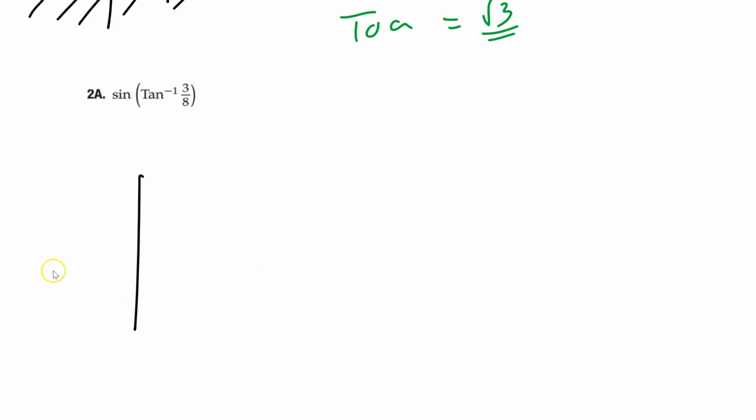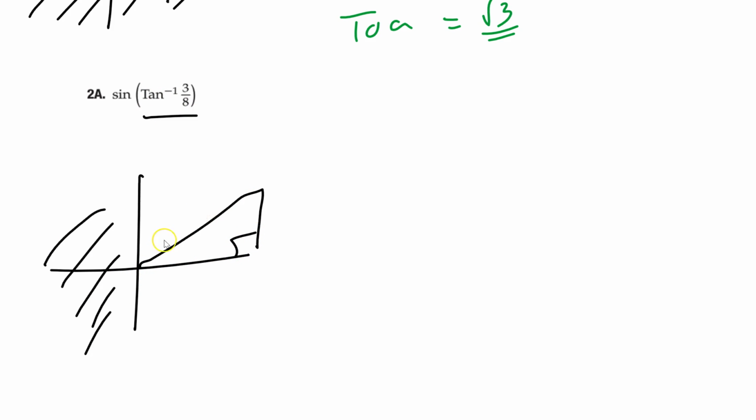Right, so in this one, same idea. Tan inverse can only be in quadrant 1 or 4. This is positive. So I do this. TOA. So opposite over adjacent. So this is 3 and this is 8. And I am done with that part. I just got to find the side of this triangle. Well, I don't have the hypotenuse, so we got to find the hypotenuse first. So use Pythagorean theorem.